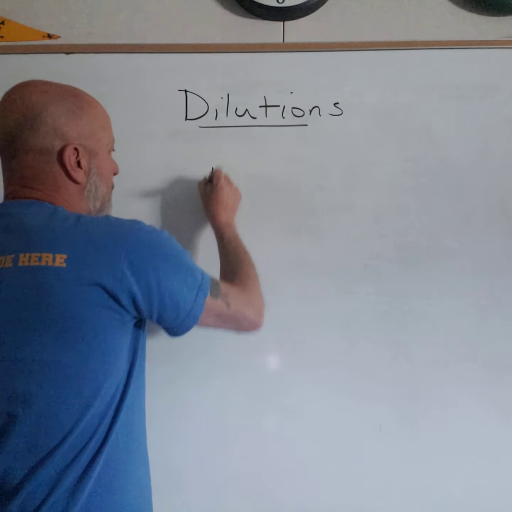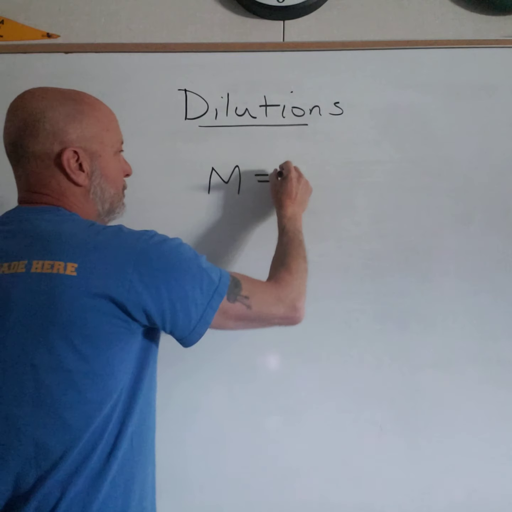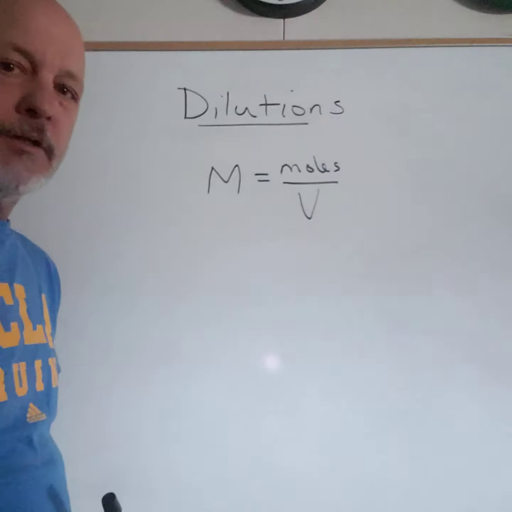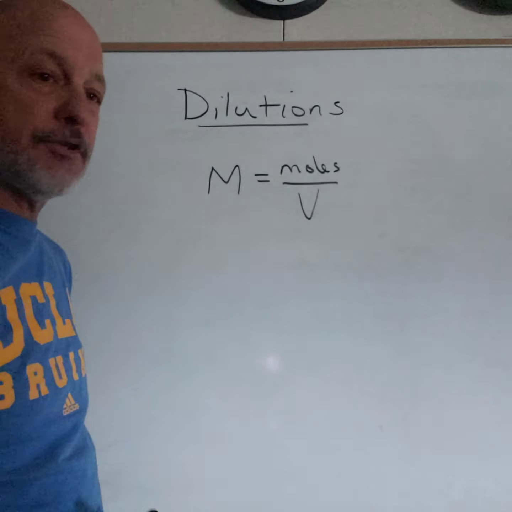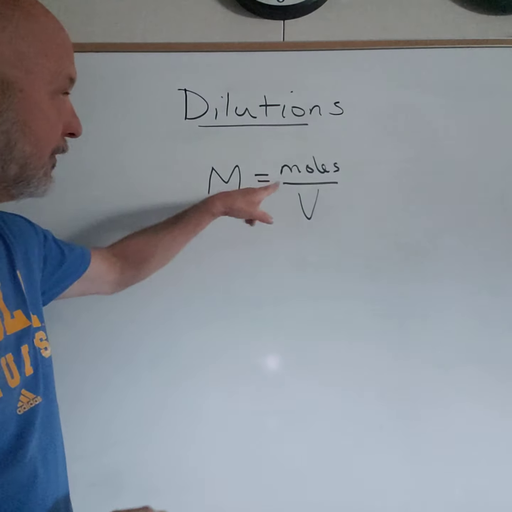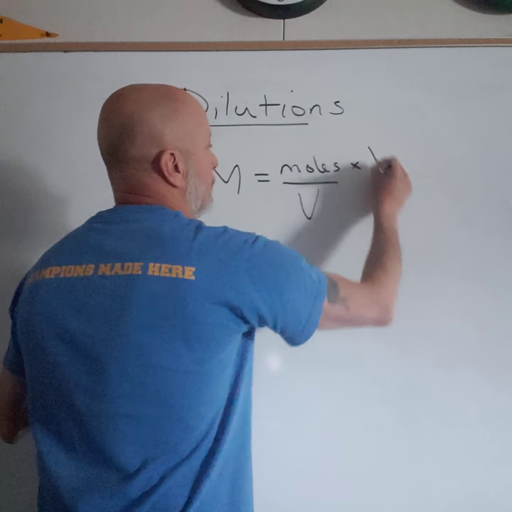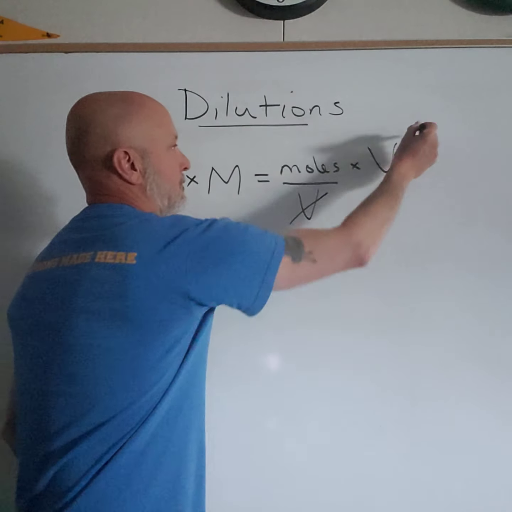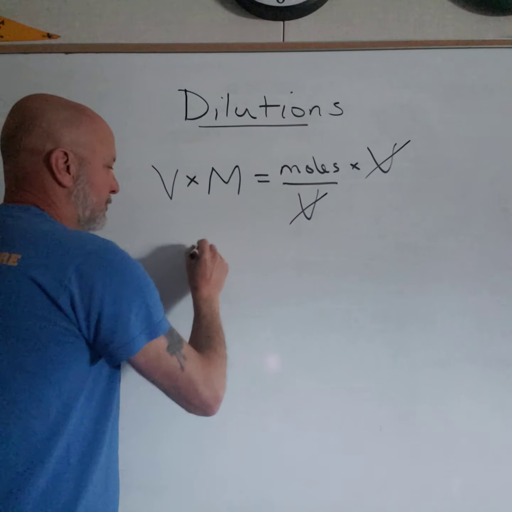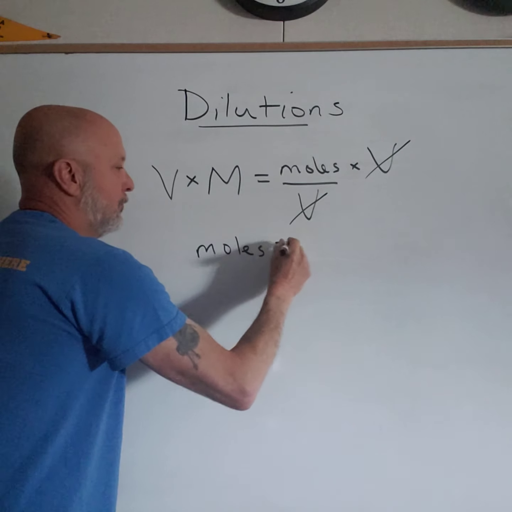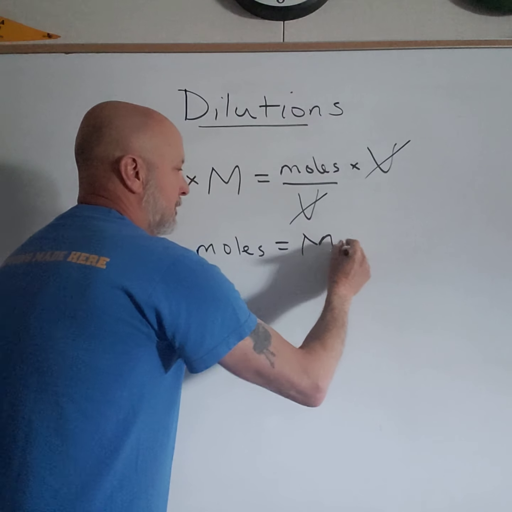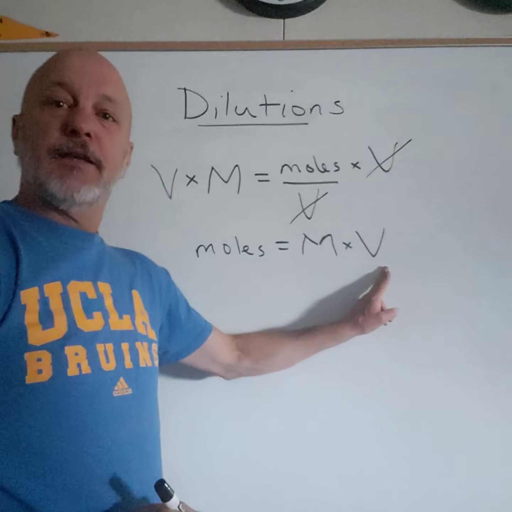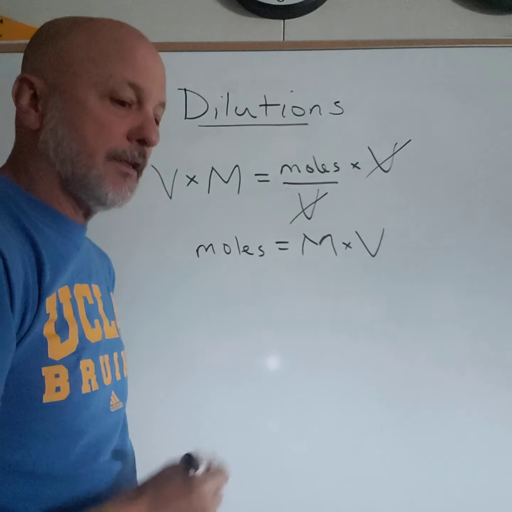So let's look at our molarity again. Molarity equals moles per volume. If I want to know how many moles are in a particular solution, let's solve this for moles by multiplying both sides by V. So moles equals the concentration times the volume. If I know the concentration of a solution and how much volume I have, I can calculate the moles that are in there.